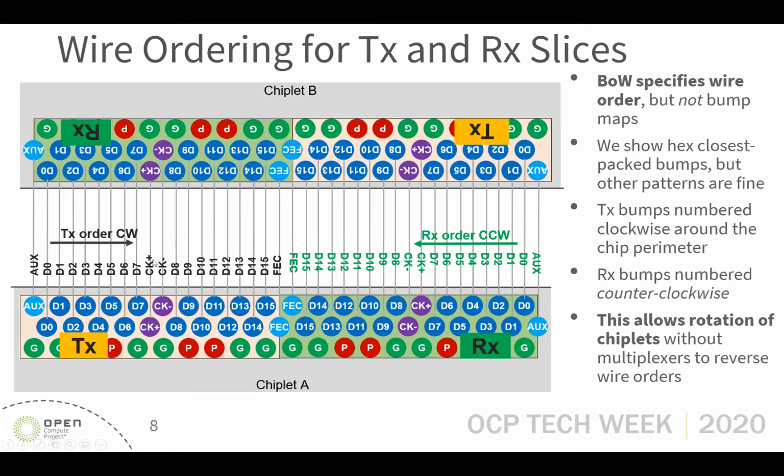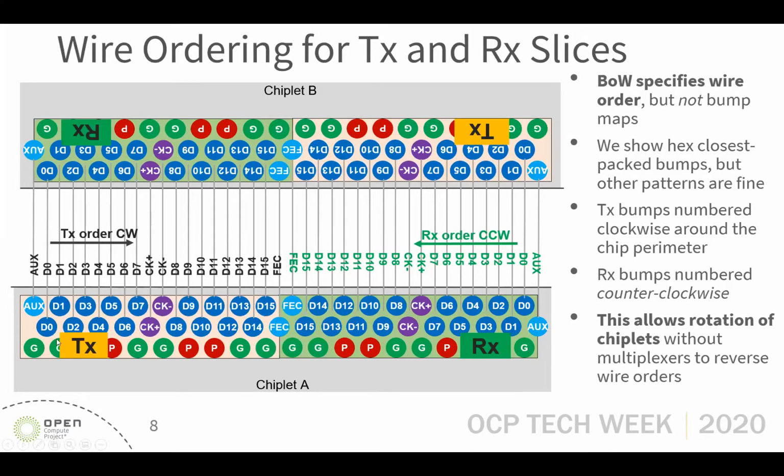And furthermore, it's actually, sorry, for transmit, clockwise around the chip on all four sides, and on the receive side, counterclockwise around the chip on all four sides. And so this naturally says that the receive slice that I have on the facing chip has the wire order that agrees with the transmit side. But it also means that if I rotate this chiplet 90 or 180 degrees, the wire orders still agree. And so this simplifies the use of chiplets in a system.